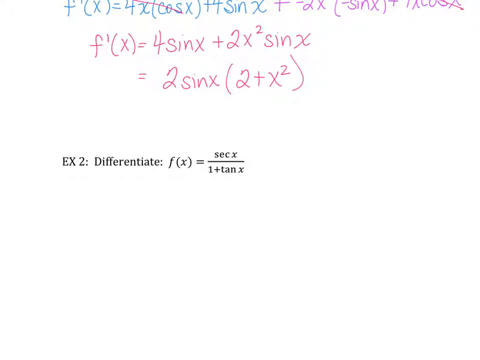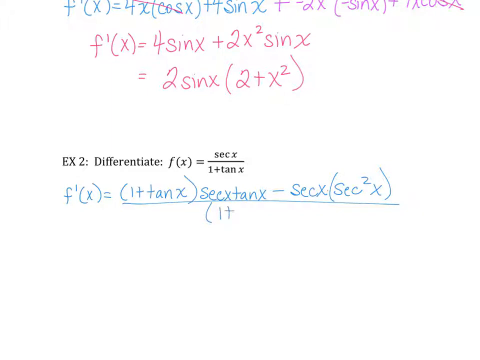So let's try number 2. On number 2, what do you see? You see a quotient. So what are you stuck with doing? The quotient rule. So notice the parentheses. Because if you don't put parentheses there, you probably forget to distribute. So times the derivative of secant, which is secant tangent, d high minus high times the derivative of the bottom. So the derivative of 1 is 0. Derivative of tangent is secant squared over 1 plus tangent of x squared.